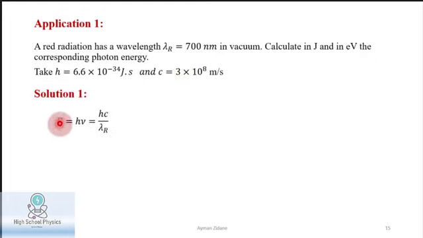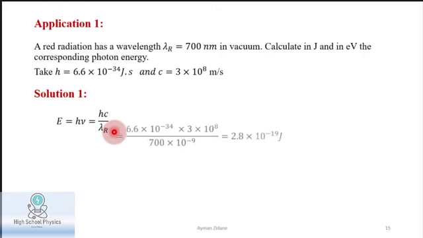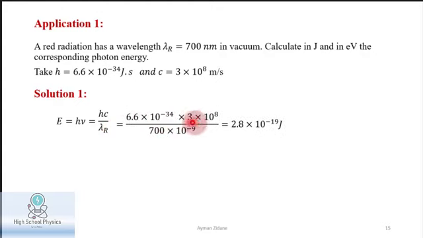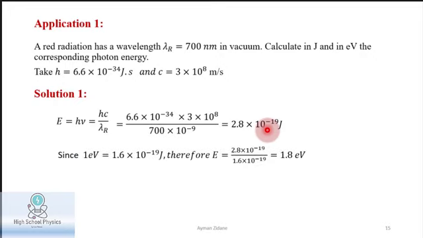First, you write the formula E = hν = hc/λ. Then we substitute the values of hc and λ. Okay, λ we transform from nanometer to meter, we multiply by 10 to the power minus 9. The answer will be 2.8 times 10 to the power minus 19 joule. Okay, in order to transform from joule to electron volt, we divide by 1.6 times 10 to the power minus 19. The answer will be 1.8 electron volt.